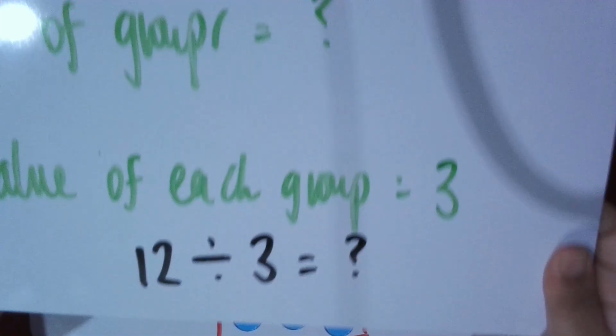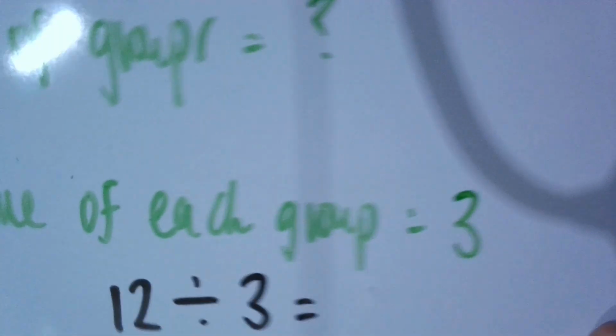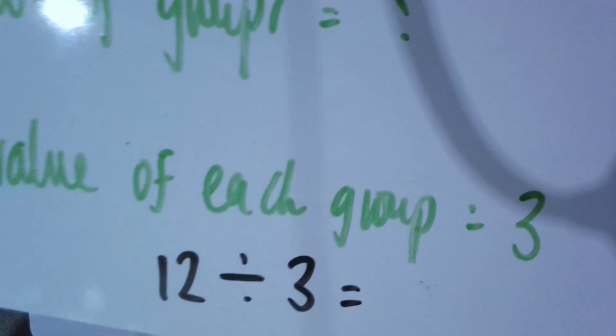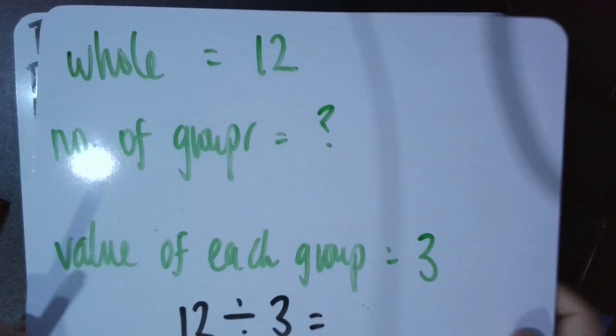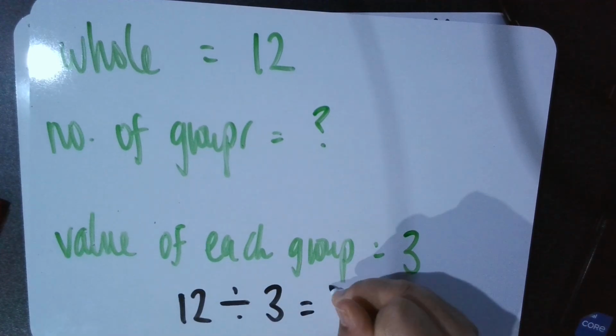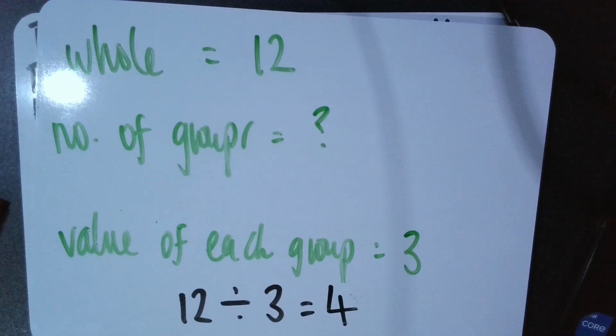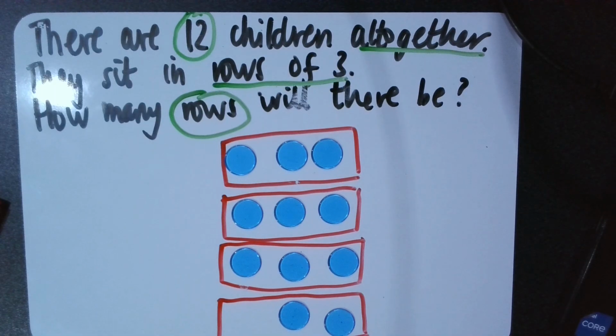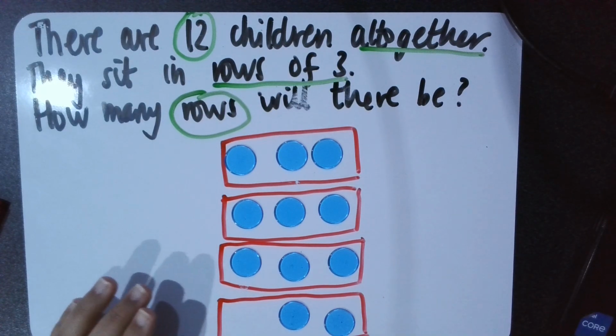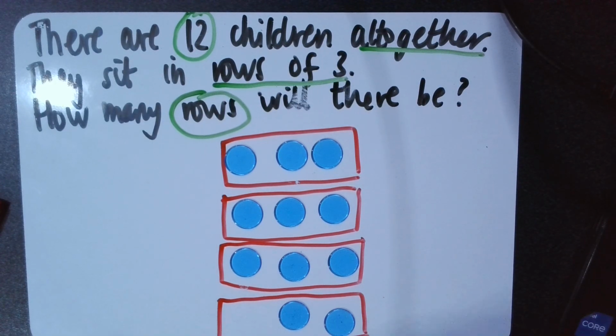I can say 12 divided by 3 gives us 4. My whole 12 shared into groups of 3, the value of each group, gives me 4, the number of groups. 12 divided by 3 gives me 4. I was going to say I've lost a counter.